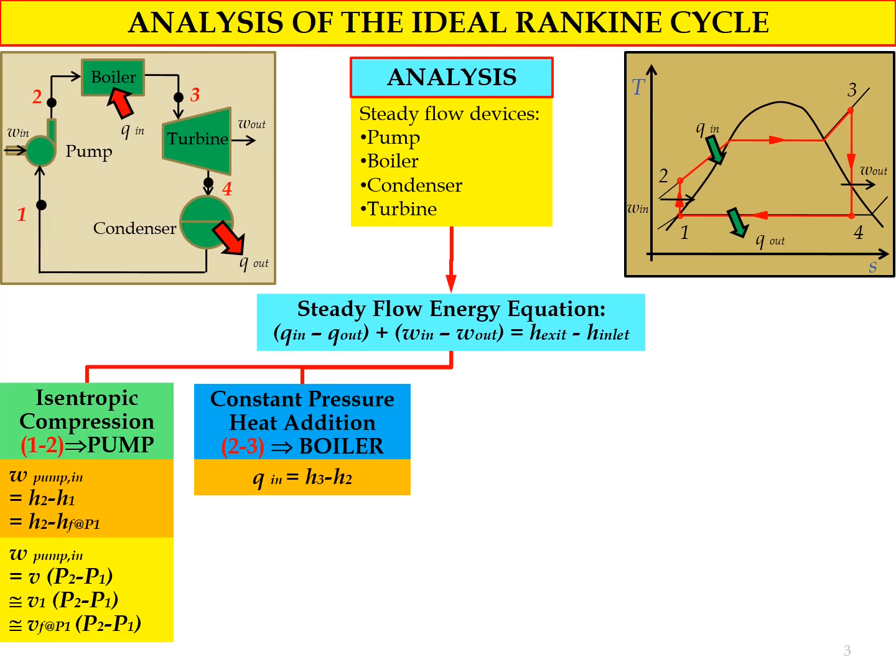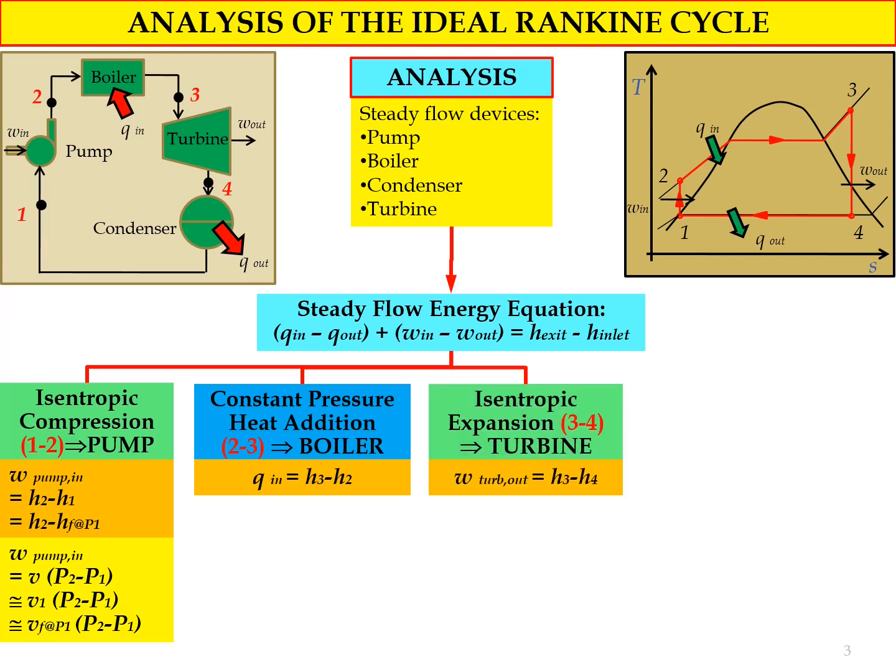If we implement the energy balance equation to the boiler, at the boiler we don't have any Q out, no W in, no W out. So the remaining term for the energy balance equation is Q in equal to H exit minus H inlet. For this case, H exit is H3, H inlet for the boiler is H2. So that's why we have the formula for Q in equal to H3 minus H2.